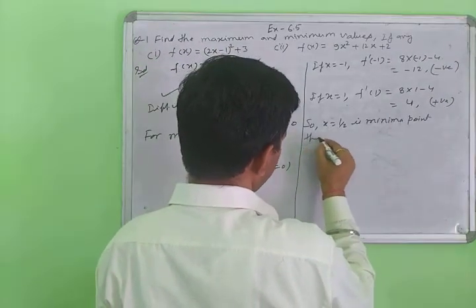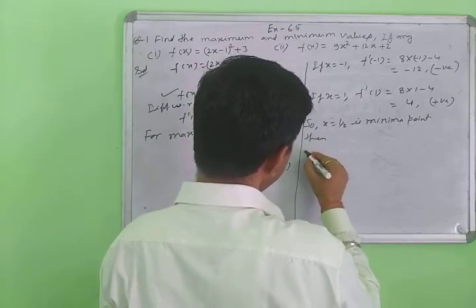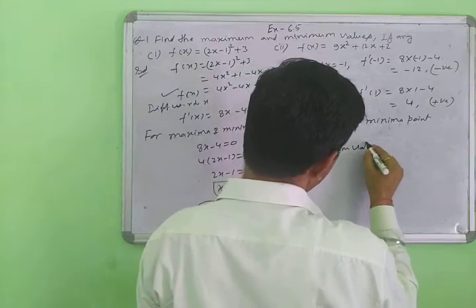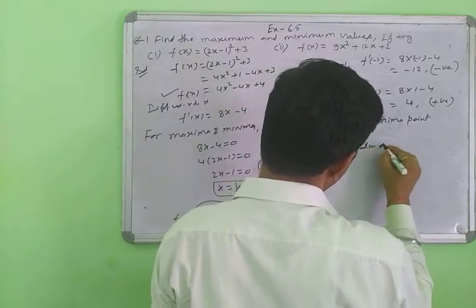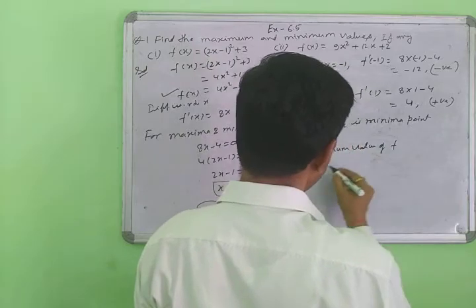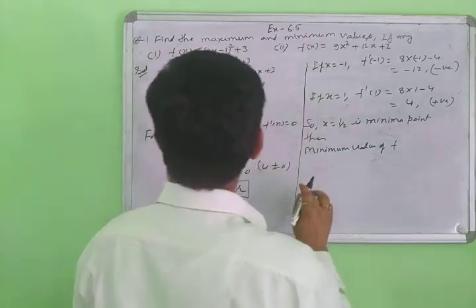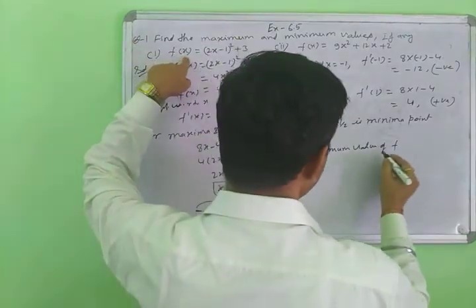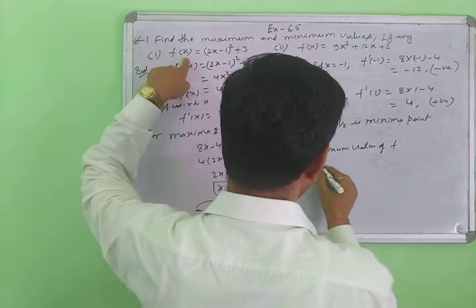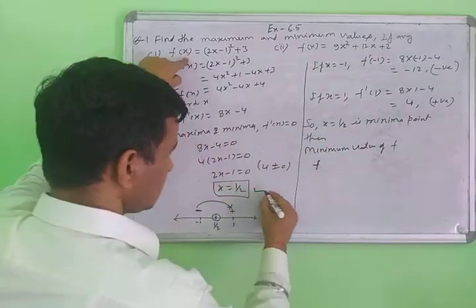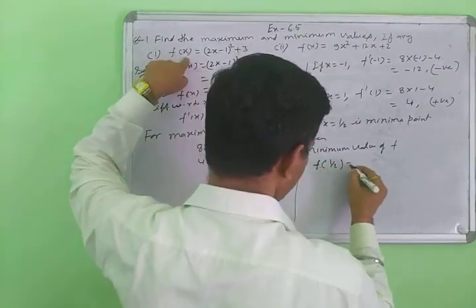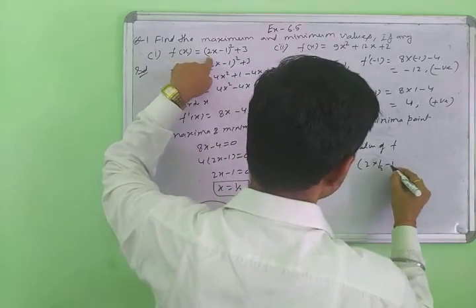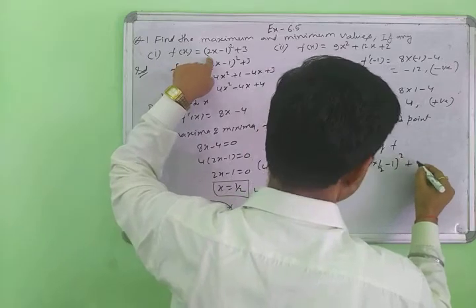Then the minimum value of f: what is the value of f? Write it by putting the value in f(x). The minimum value of f is at this minimum point: f of 1 by 2 equals 2 into 1 by 2 minus 1, whole square, plus 3.